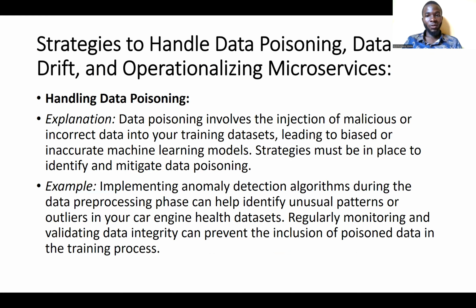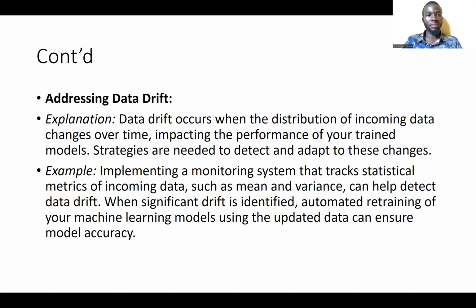So some of the strategies to handle data poisoning. Data poisoning involves injection of malicious or incorrect data into your training data set. So this data poisoning involves including false data into your training data set. The way we can solve this is by employing anomaly detection algorithms during data pre-processing. These algorithms will be able to find the incorrect data that was inserted into the training data, hence solving the data poisoning part of the project.